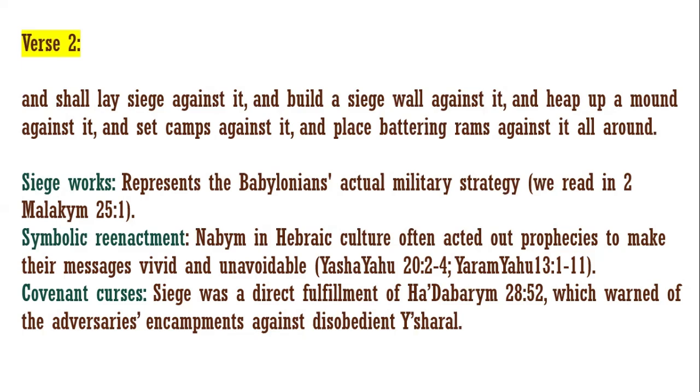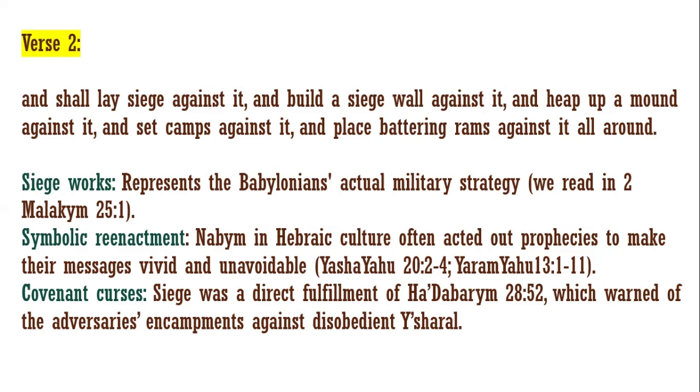Just for emphasis. Okay. And it came to be in the 9th year of his reign, in the 10th month, on the 10th of the month, that Nebuchadnezzar, sovereign of Babel, and all his army came against Jerusalem and encamped against it, and they built a siege wall against it all around. So, thank you for reading.